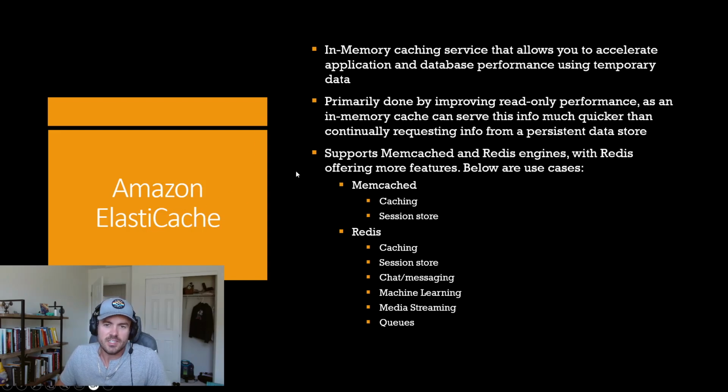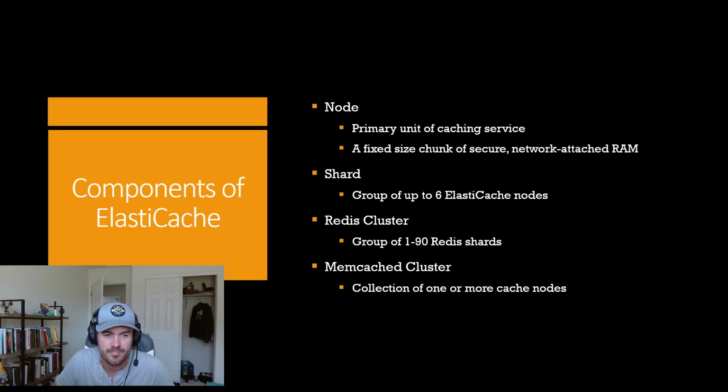Elasticache supports Memcached and Redis engines, with Redis offering a few more features. So here are some use cases of each. Memcached is pretty simple. It's used if you have a pretty basic and straightforward caching requirement, or if you need to utilize session stores. Redis does both of those, but you could also utilize chat and messaging protocols, machine learning, media streaming, and queues. So if you want something simple and high performance, go with Memcached. But if you want something that's also high performance but more robust, use Redis. That's how I remember it: Redis is more robust.